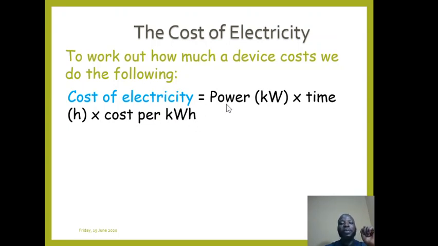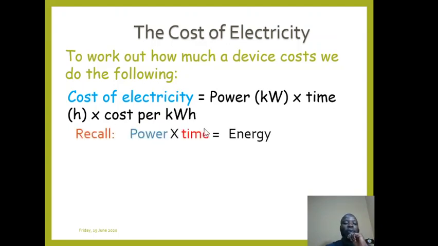So the simple formula we have is power in kilowatt multiplied by time in hour multiplied by cost per kilowatt hour, or unit cost as I'll be calling it. But what you just need to note, because you can see some other formulas, is that power times time is the same thing as energy.